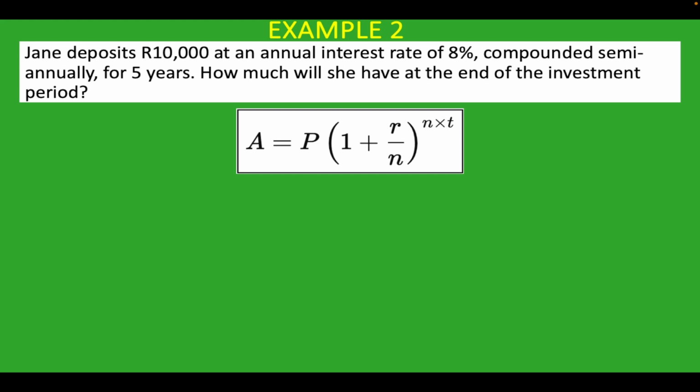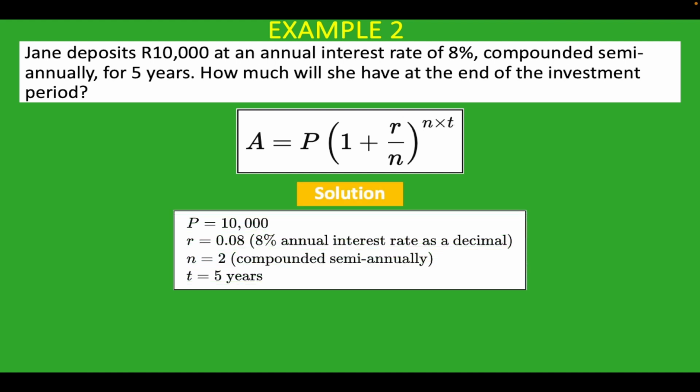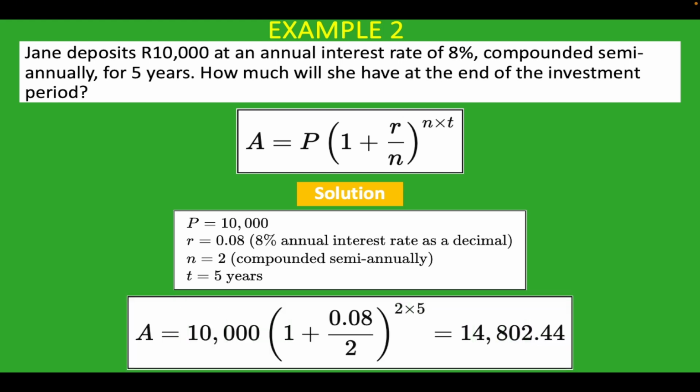And then we raise that to the power of N, which is 2, multiplied by T. What is our T? That is the number of years. And it's quite easy here because we're told it's for 5 years. Okay, so we're going to raise it to the power of 2 times 5. So here's our solution. Let's bring up our variables that I've just mentioned. Our P is 10,000 Rand, our R is 0.08, our N is 2, and our T is 5 years. Now what is our solution going to be? Well, here it is. When we plug all the variables in, we get an answer of 14,802 Rand and 44 cents. You can see how easy it is once you understand what you're looking for and what you're doing and what elements you plug where and in what way.